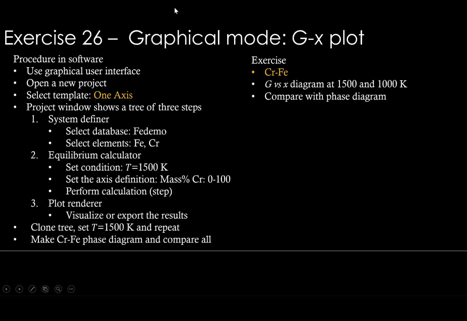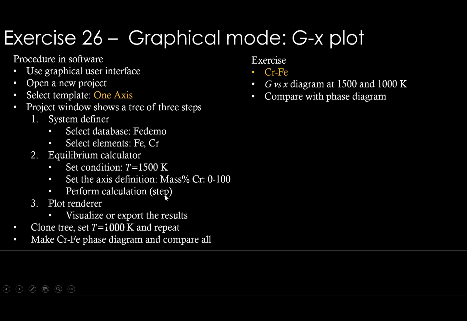Okay, these are the steps in the software. In Thermo-Calc software, use graphical mode, open a new project, use one axis template, and three steps are there in that. You can define FEDemo database and FE-CR elements. You can select FEDemo database and FE-CR elements, and in equilibrium calculator, set condition temperature as 1500 first, and set the axis definition mass percentage of chromium going from 0 to 100, and then perform calculation, which is a step calculation.